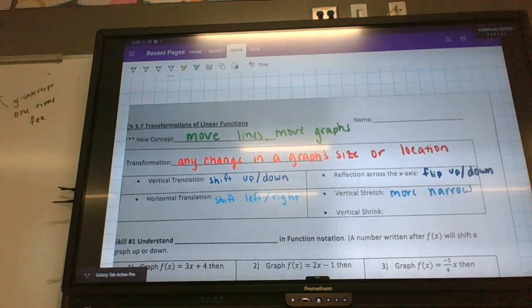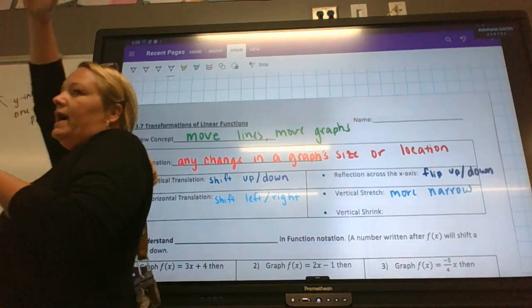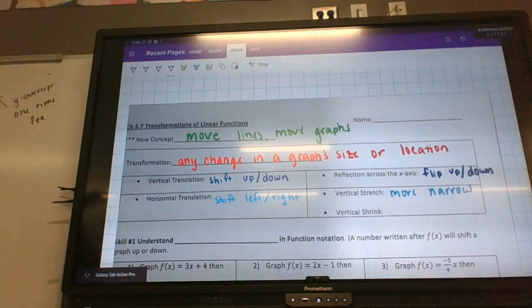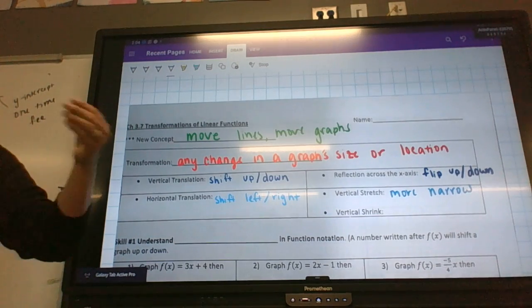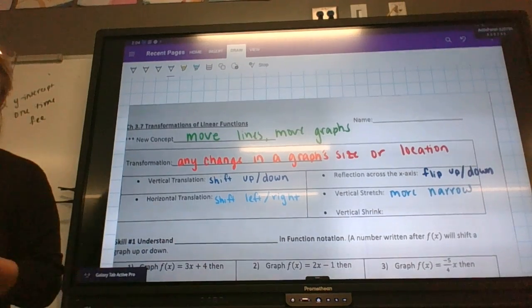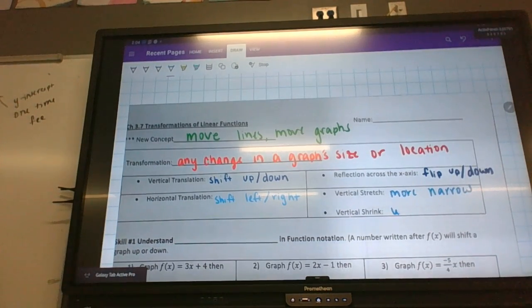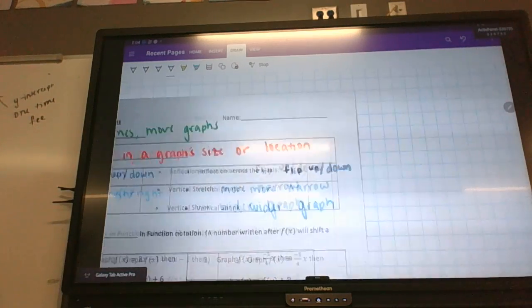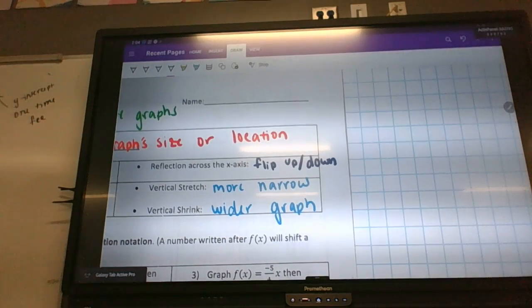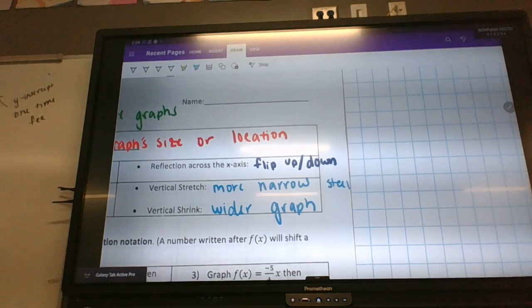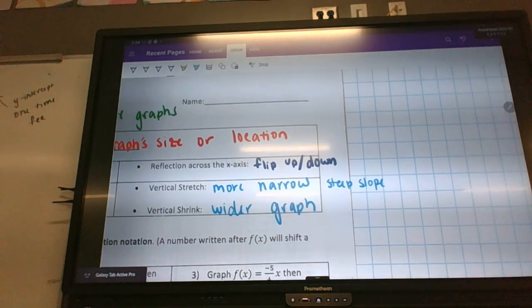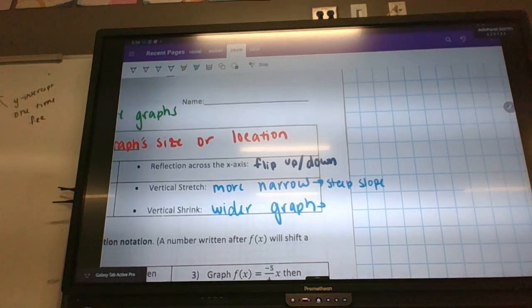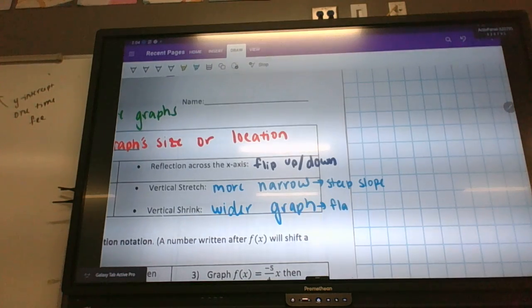And the same way, you could pull a rubber band straight up, or when you smush a rubber band down, it becomes wider. So a vertical shrink, pushing it down, actually makes a wider graph. I'm gonna expand upon this. A vertical stretch, more narrow, means steeper slope, and wider means flat slope.